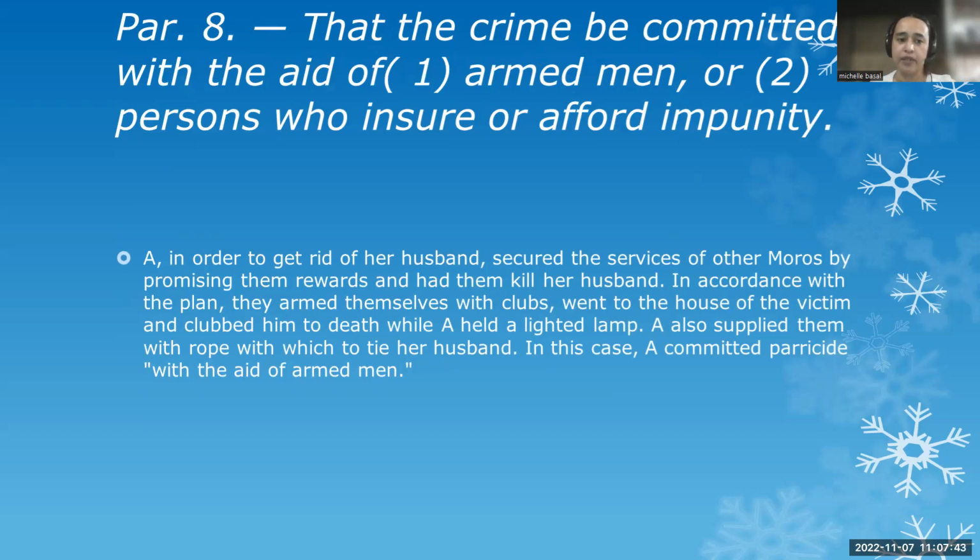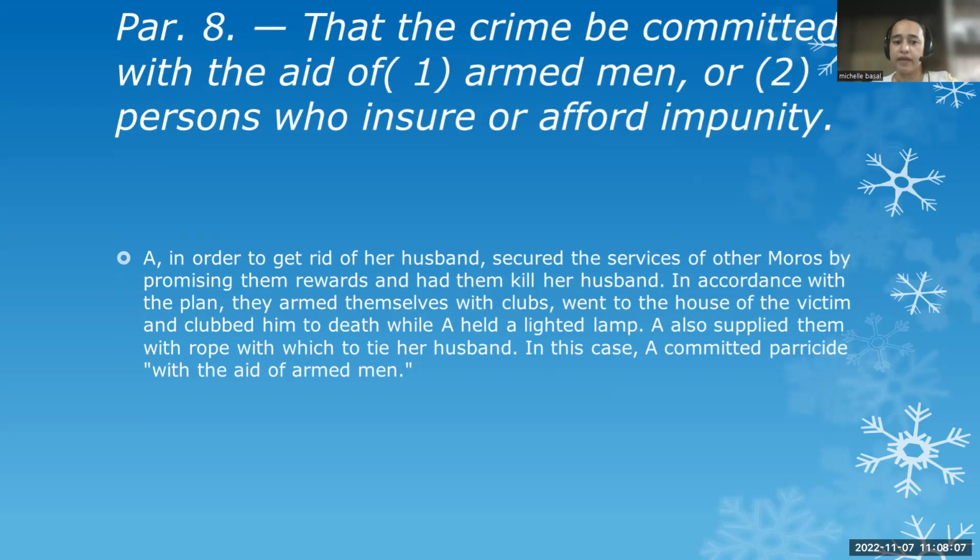So for example, A, in order to get rid of her husband, secured the services of other Moros by promising them rewards and had them kill her husband. In accordance with the plan, they armed themselves with clubs, went to the house of the victim, and clubbed him to death while A held a lighted lamp.